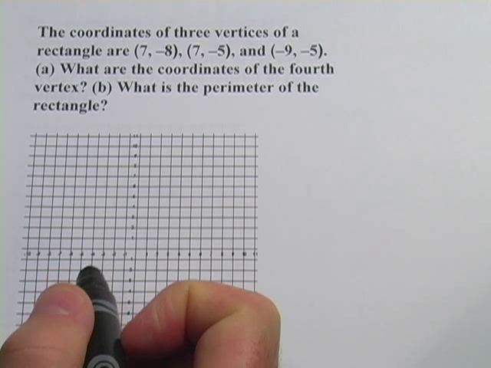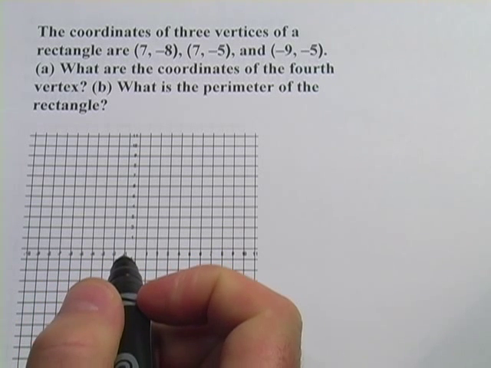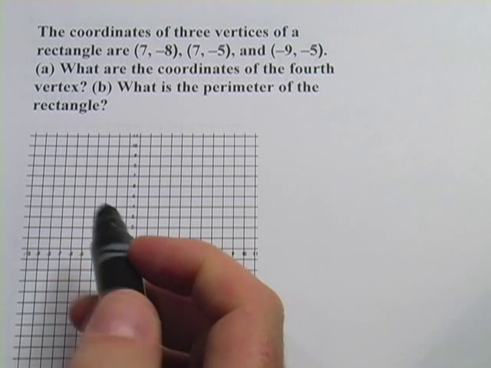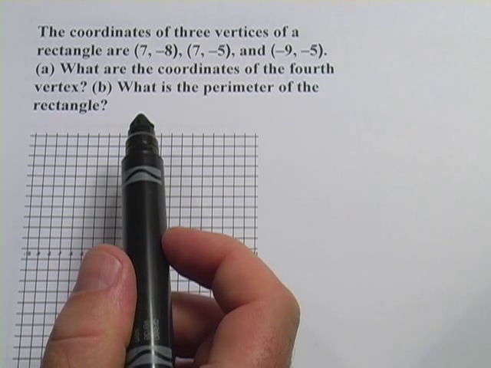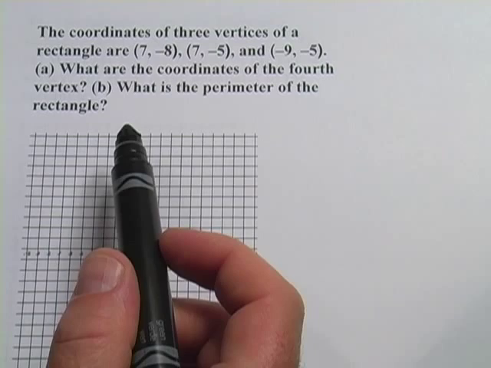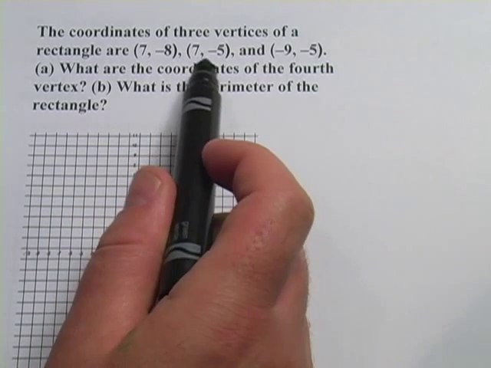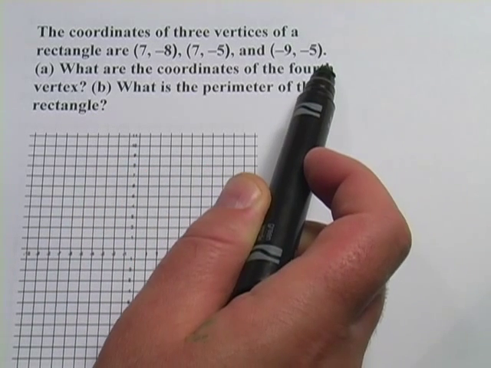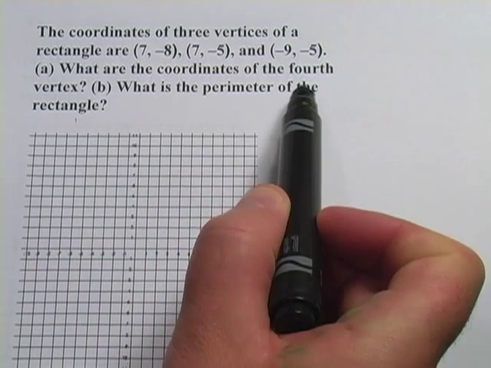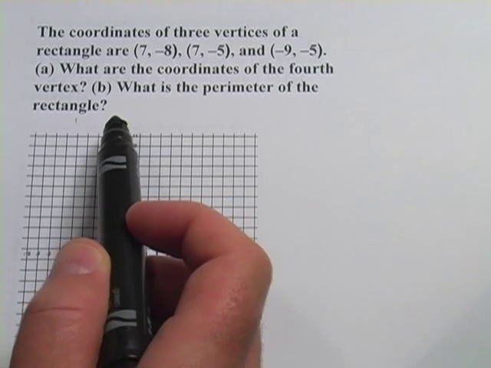In these problems, we're dealing with graphs on the Cartesian coordinate system. So let's take a look at this. It says the coordinates of three vertices of a rectangle are (7, -8), (7, -5), (-9, -5). And then it asks, what are the coordinates of the fourth vertex and what is the perimeter?